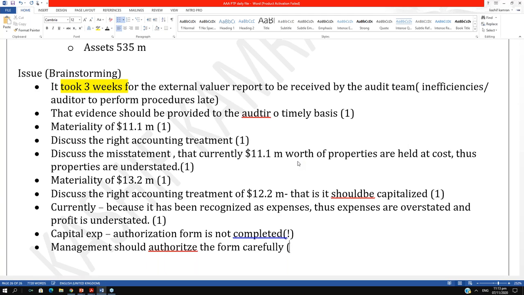But I hope you're getting the track of the answer. I hope you're getting to know what you need to do for 15 marks. When you're reading the case, obviously there will be a problem. Problem like it took 3 weeks for the evidence to be available. Problem like the wrong accounting treatments. Problem like that you treated the capital expenditure as an operating expense, and so on. So if you look at the bullets, so far we got so many marks, right? 1, 2, 3, 4, 5, 6, 7, 8, 9, 10. We almost got 10 marks out of 15.